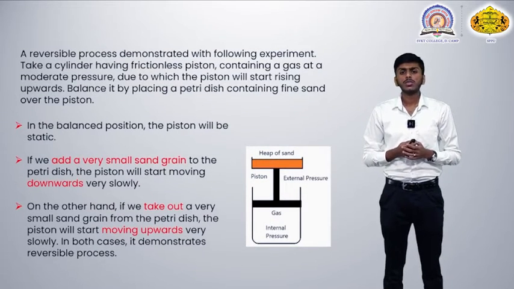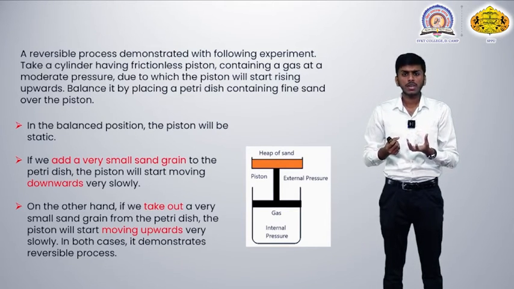A reversible process is demonstrated by the following experiment. Take a cylinder having a frictionless piston containing a gas at a moderate pressure. Due to this pressure, the piston will start rising upwards. Now we place a petri dish or a container containing fine sand particles over the piston. In a balanced position, the piston is static, that is, no movement of the piston will take place.